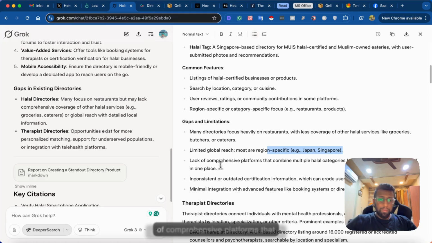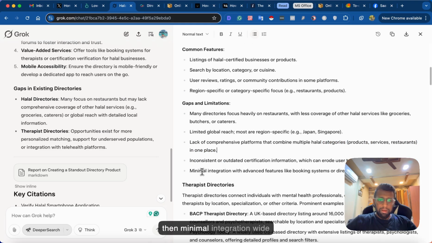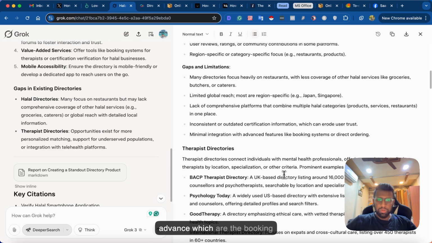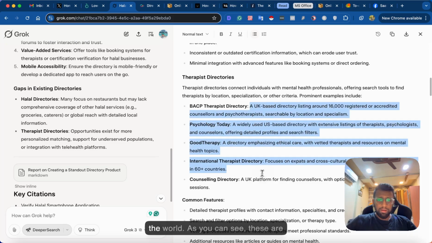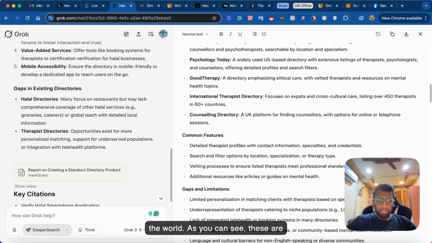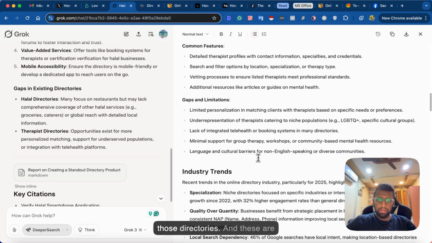Then there is a lack of comprehensive platforms that combine multiple halal categories. Then minimal integration with advanced features like booking systems. And this is for therapist directories. So there are a lot of therapist related directories all over the world. As you can see, these are some of the common features in those directories. And these are some of the gaps that you can fill.